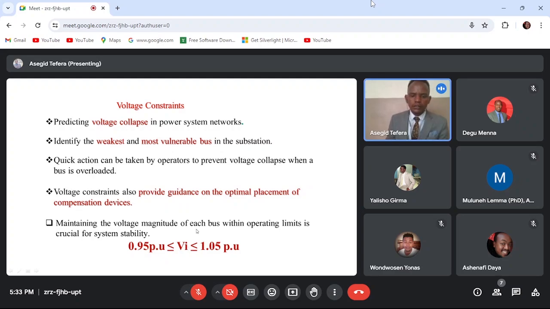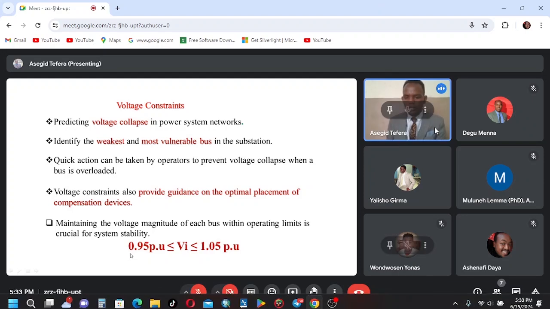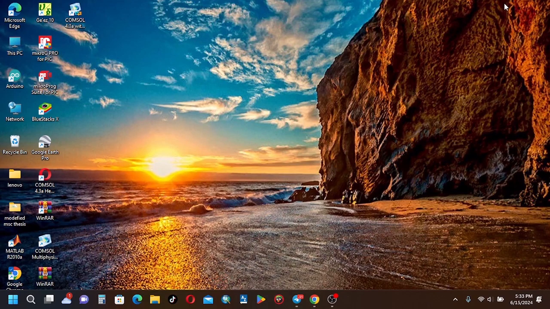Ideally, voltage is over times plus or minus 5%. That means the voltage is included in the constraint of plus or minus 5%. So our constraint is 0.95 per unit up to 1.05 per unit. So a bus that is out of this range, if it is less than 0.95 or greater than 1.05 per unit, these lines are unstable and bus feeders are unstable.